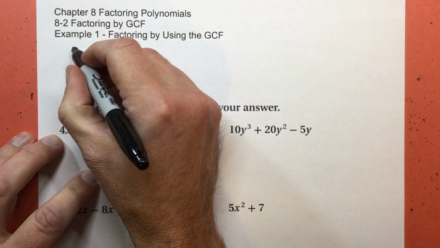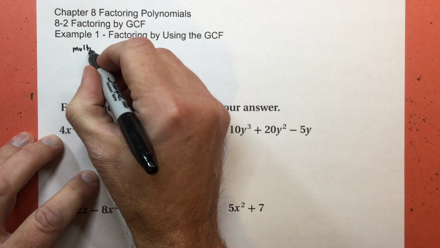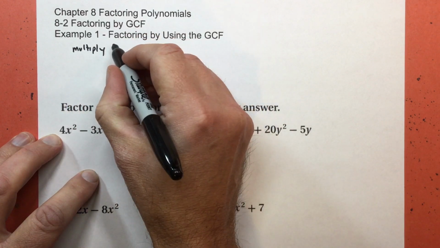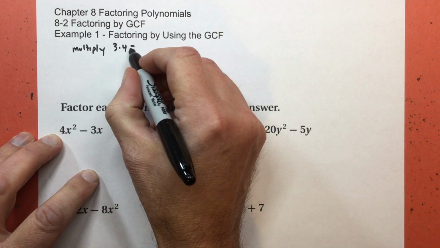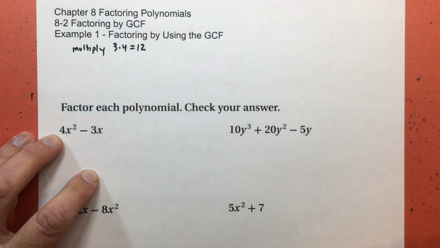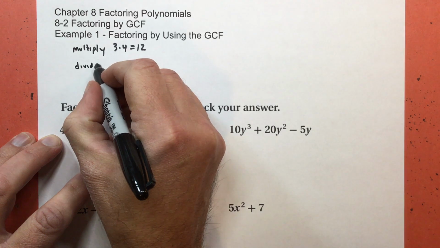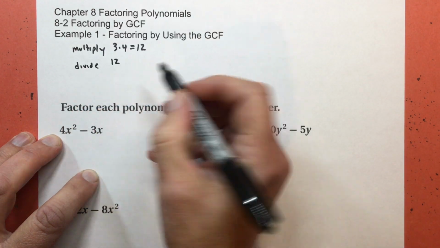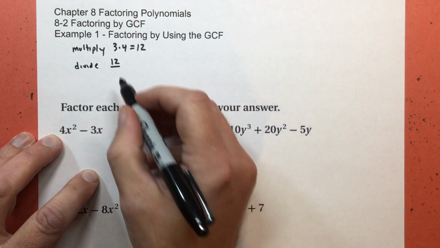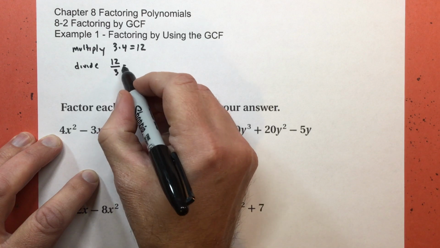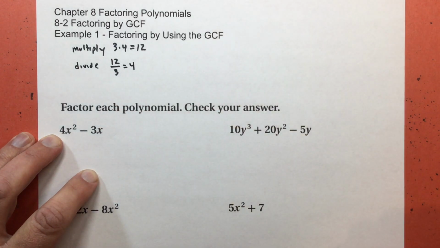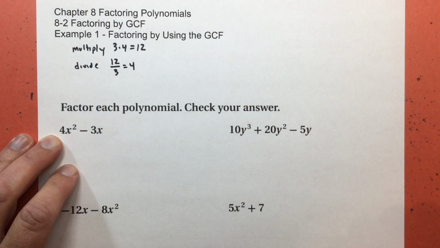So let's talk about multiply. If I multiplied 3 times 4, I know that that's going to equal 12. And we can do divide. We can do 12, but then I have to tell you, what am I dividing 12 by? Well, let's say 12 divided by 3. That equals 4. Now that's all like elementary school arithmetic.